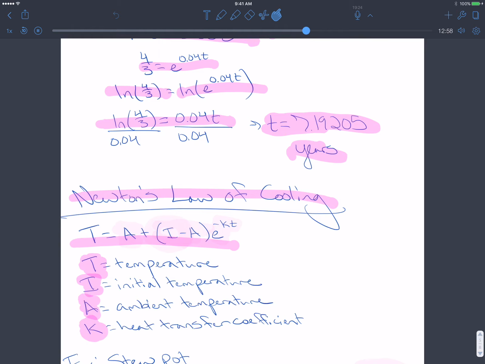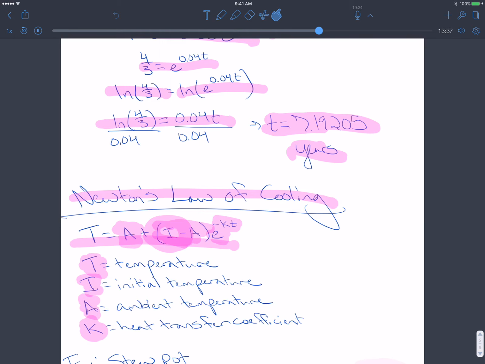So it makes sense because if you wait forever, as t goes to infinity, e to the minus kt will approach 0. And so this will all cancel, leaving us with just the ambient temperature. And that makes sense. If you leave it on a counter in a room where it's cooling, it's never going to go below the temperature of the room at all. And then the I minus A here is so that when t equals 0, e to the minus kt gives us 1. And so we have A plus I minus A, which means that we should get our initial temperature back at 0.